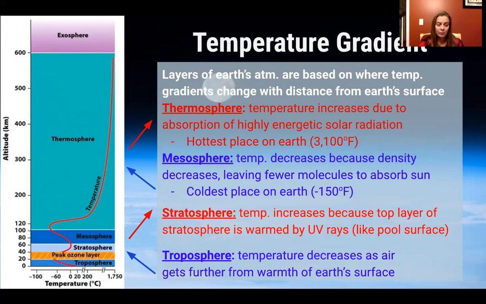Then we move up through the thermosphere. Now, even though we have very few molecules here, we are absorbing that solar radiation. And so the thermosphere is very hot and gets hotter as you go out. The thermosphere is the hottest place on Earth. So as we go up, it kind of zigs and zags back and forth. Troposphere cools as we go up, stratosphere warms as we go up, mesosphere cools as we go up, and thermosphere warms as we go up.